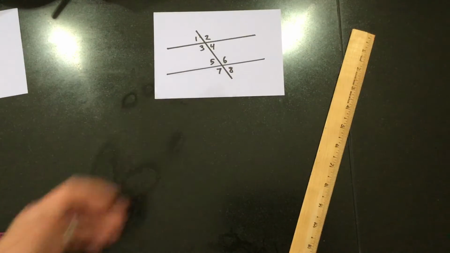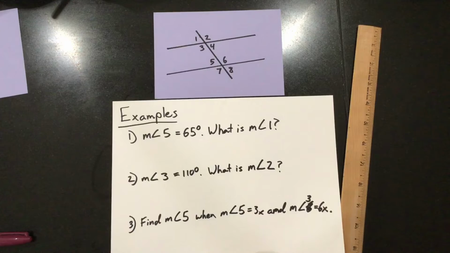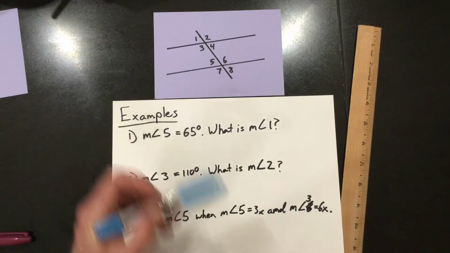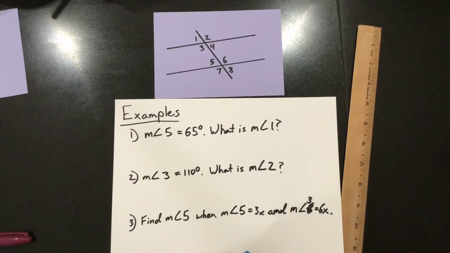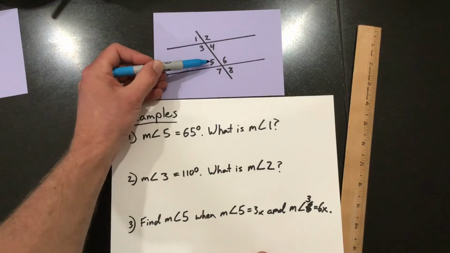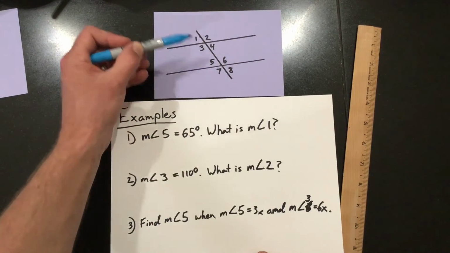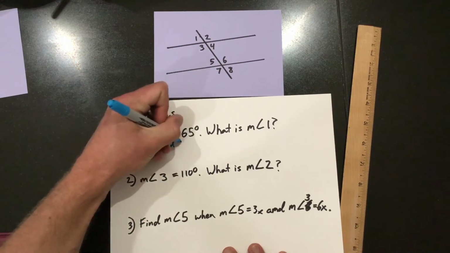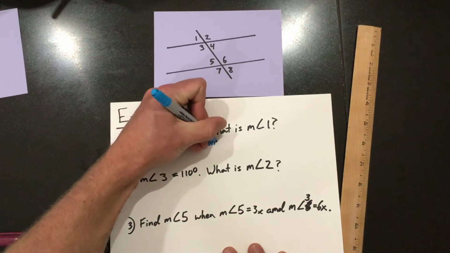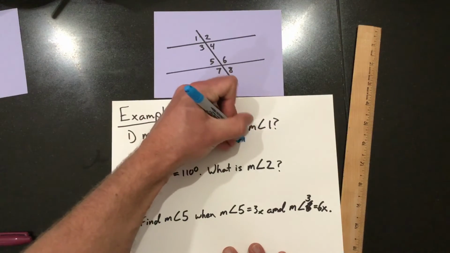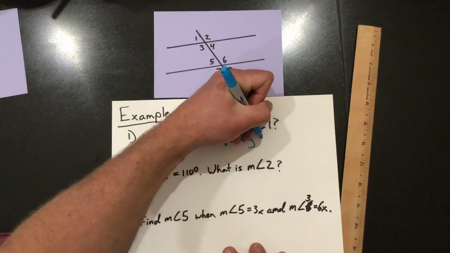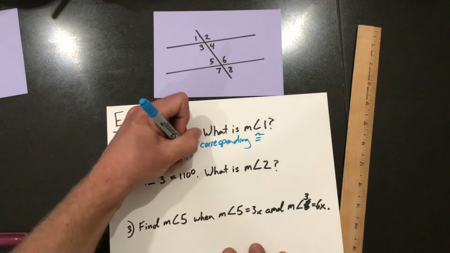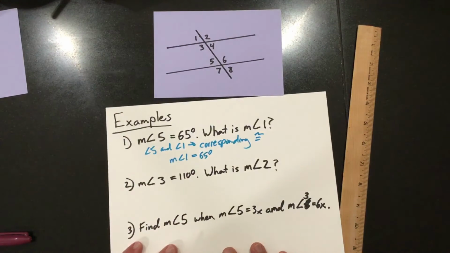So we're going to reuse these angles over and over again for each problem, just to talk about what it is we have. But anyways, first example, the measure of angle 5 is equal to 65 degrees. What is the measure of angle 1? Well, let's take a look at where is angle 5, right there. Where is angle 1? How would we describe these? So angle 5 and angle 1 are corresponding angles. And since they're corresponding angles, they have to be congruent. The fancy math symbol is that for that, by the way. So therefore, the measure of angle 1 is going to equal 65 degrees.